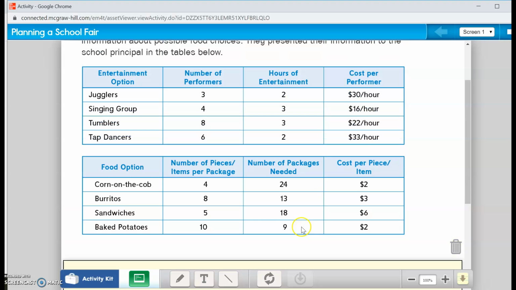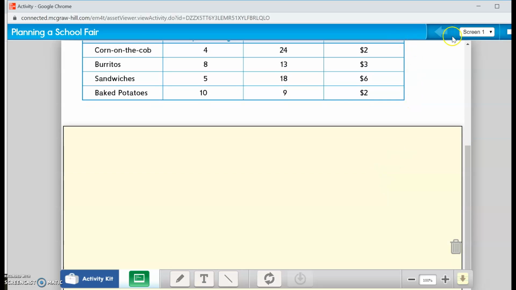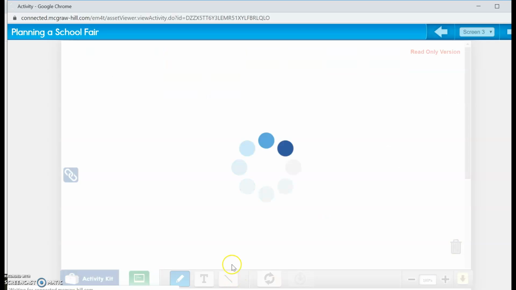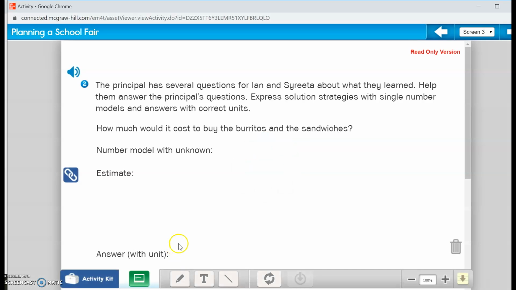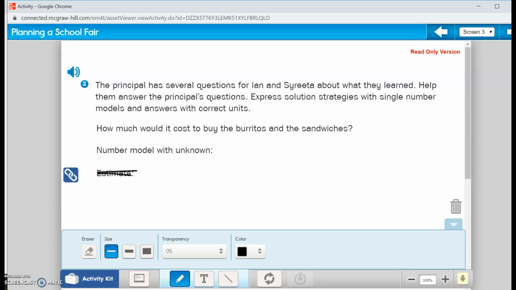So I am going to go back to that other page. And we are going to write down our number models right here. Okay. So, I'm not going to do my estimate.